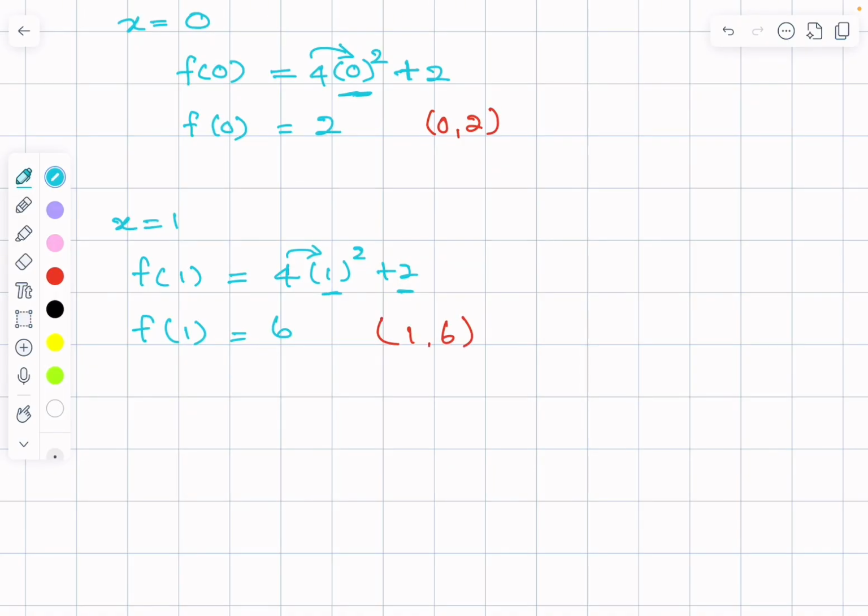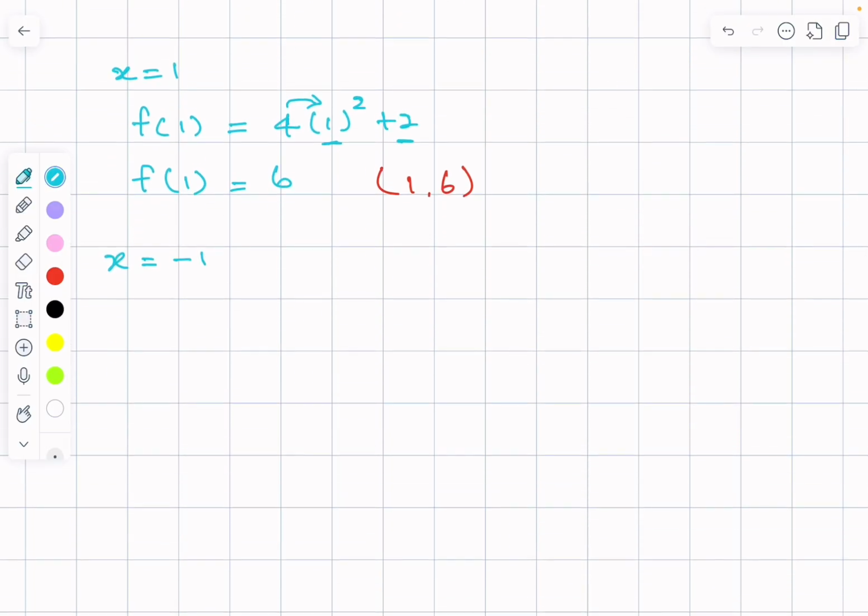Now let's try x equals negative 1. f of negative 1 equals 4 times negative 1 squared plus 2. We square negative 1 and that gives positive 1. Then 4 times 1 equals 4 and 4 plus 2 equals 6. So f of negative 1 equals 6. The point is (-1, 6).